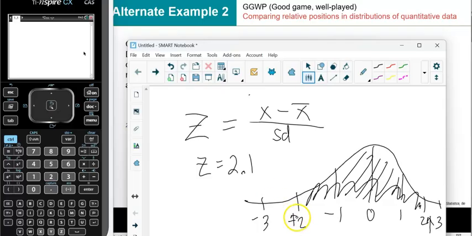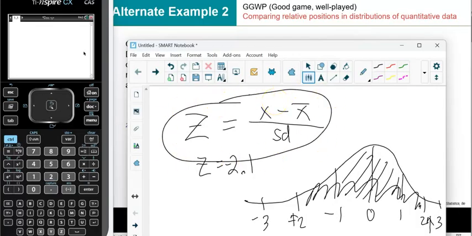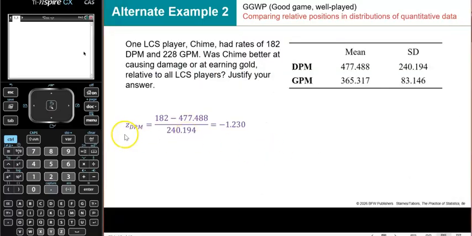If you had a negative 2.1, that would be 2.1 standard deviations below the mean. That'd be an extremely low score. So we plug into this formula, the z-score formula, and it allows us to compare. Here we're comparing this guy's score, Chime, and he did not rate well against a typical player in damage per minute. So his focus is not on damage per minute. Maybe he's really good at gold getting. I'm not sure. Let's try it.